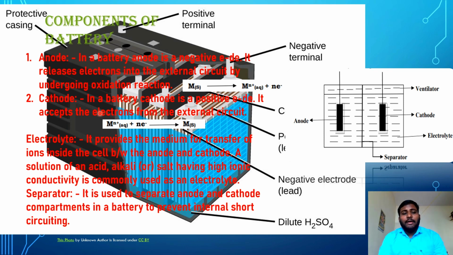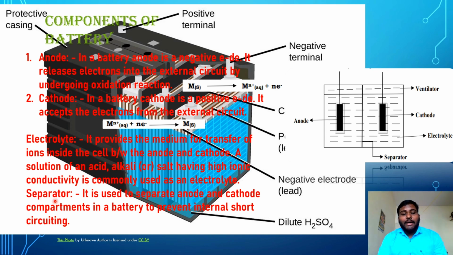Coming to the cathode. In a battery, the cathode is a positively charged electrode. It accepts the electrons from the external circuit by a reduction reaction, where M^n+ plus n electrons gives M, forming a metal. Coming to the electrolyte, it provides the medium for the transfer of ions inside a cell between the anode and the cathode. A solution of acid, alkaline, or salt having ionic conductivity is commonly used as an electrolyte.